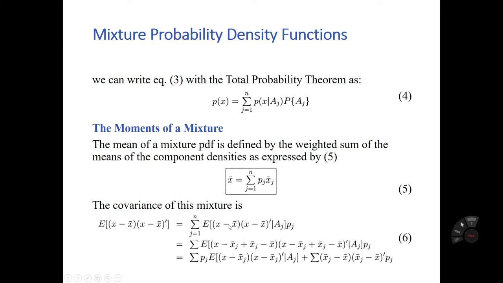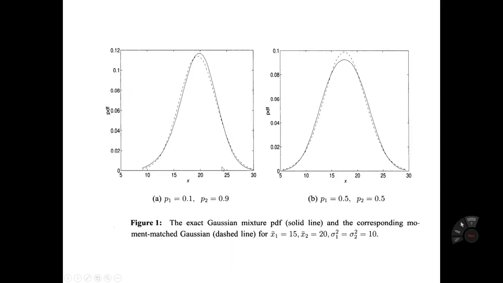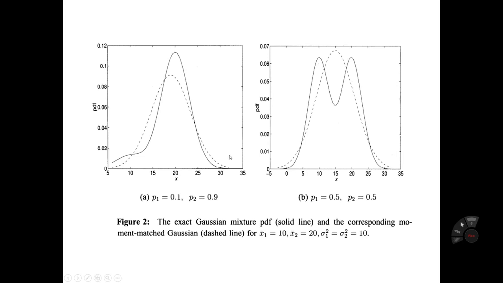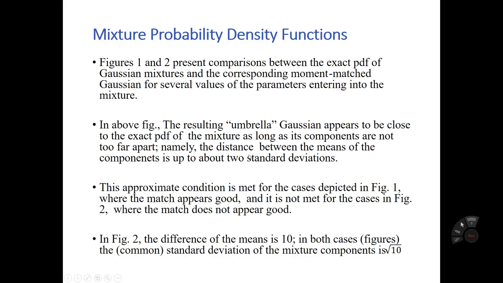Okay, so the distance between these two should not be too far. If it is too far, then this thing happens. This Gaussian appears to be close to the Gaussian PDF of the random variable x, and so appears to be close to the exact PDF of the mixture, as long as its components like mean and covariance are not too far apart.